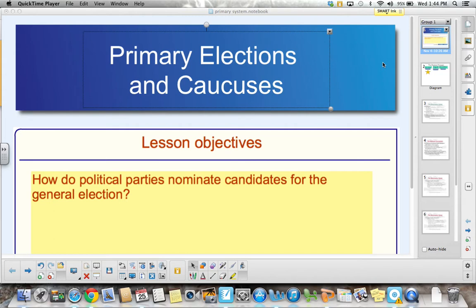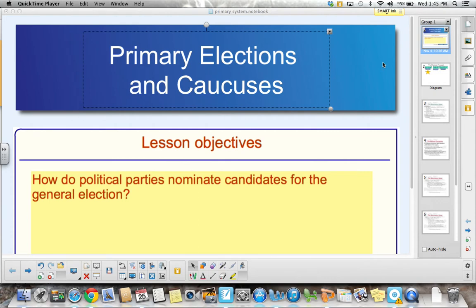All right, today we're going to be learning about primary elections and caucuses. This is all a part of the political party's nomination process. If you remember from the past couple of days, we know that the main purpose of a political party is to win elections, and that's the main way they influence government. So one of the things they do is work to nominate or select the best candidate possible to win that general election that they're vying for every 2 years.